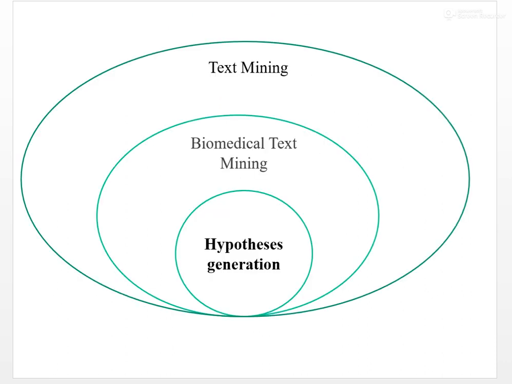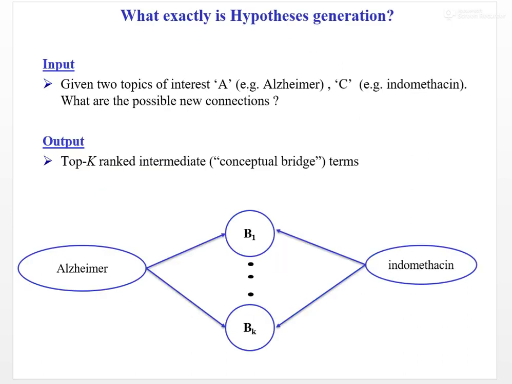Well, hypothesis generation, a subcomponent of biomedical text mining, precisely does that. So, given two topics of interest, let's say Alzheimer's and medicine, the problem of hypothesis generation tries to find the implicit terms that connect them in a novel way. In this example, the V terms that would connect these two disjoint terms are known as conceptual bridges, because they're trying to bridge these two disjoint terms together.